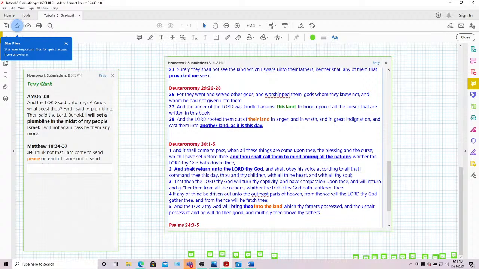Then the Lord thy God will turn thy captivity and have compassion upon thee, and will return and gather thee from all the nations whither the Lord thy God hath scattered thee. If any of thine be driven out unto the uttermost parts of heaven, from thence will the Lord thy God gather thee, and from thence will he fetch thee. And the Lord thy God will bring thee into the land which thy fathers possessed, and thou shalt possess it, and he will do thee good, and multiply thee above thy fathers. So there's a plumb line even on the land. Anybody that's provoking the Most High is not going to see it.